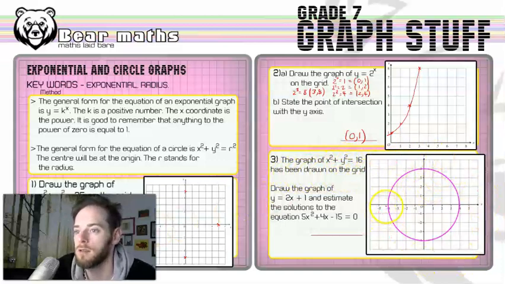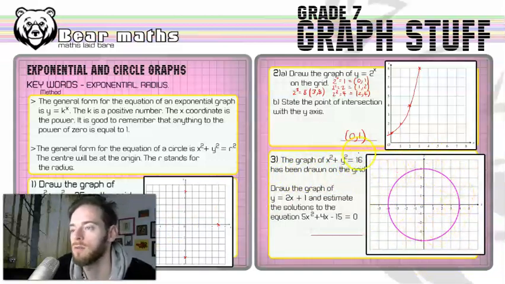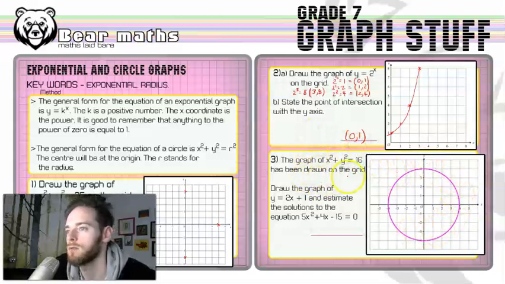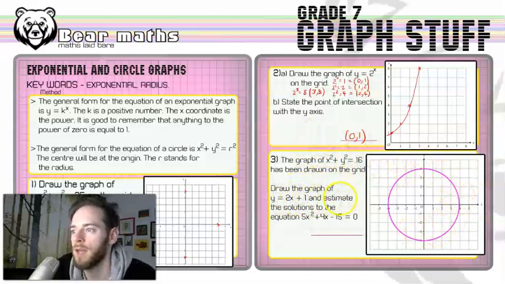Right? You can see it's going through all the 4s and minus 4s on the x and the y axis because the square root of 16 is 4. It's already been drawn. Draw the graph of y equals 2x plus 1 and estimate the solutions to the equation 5x squared plus 4x minus 15 equals 0.